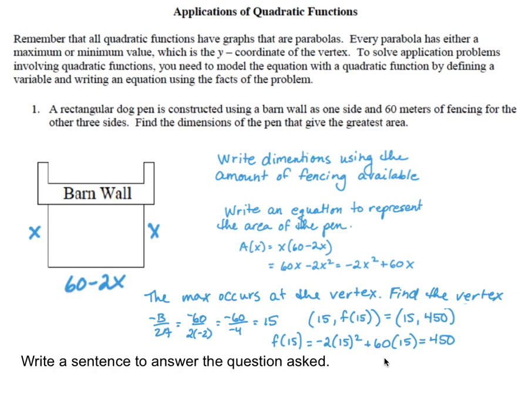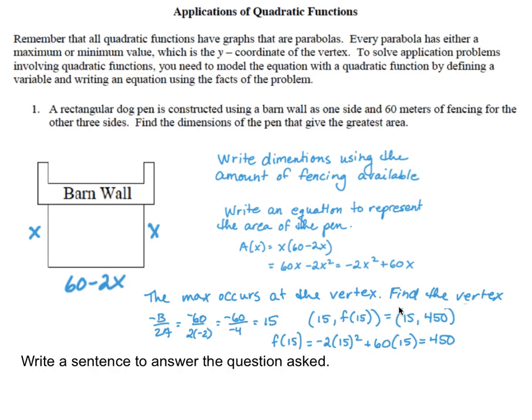Okay, so the maximum occurs at the vertex. We're going to find the vertex using the opposite of b over 2a. So b was 60, so it's negative 60 here, over 2 times negative 2, because my a was negative 2. And I find that x is 15. To find the y value of my vertex, I simply plug 15 into my function, and I find that it's 450.